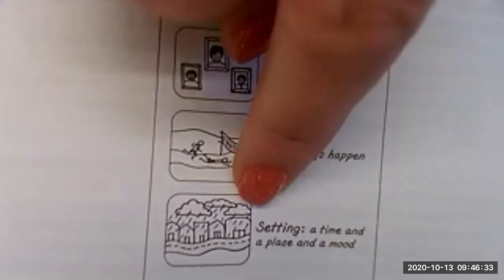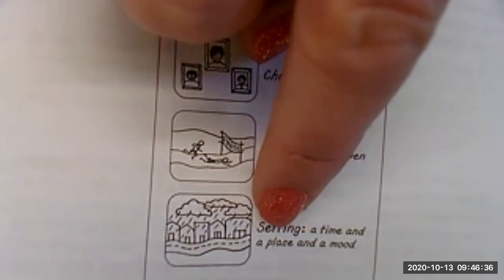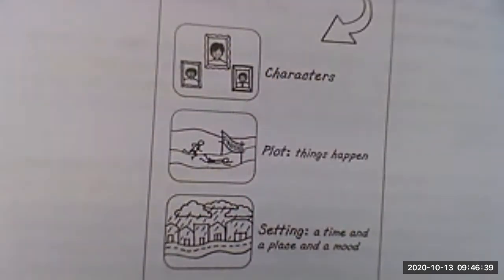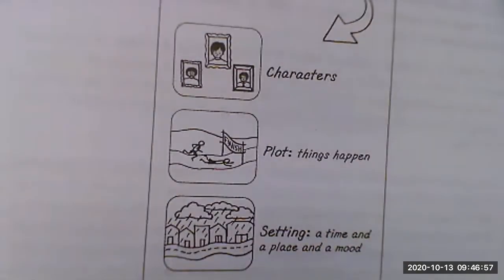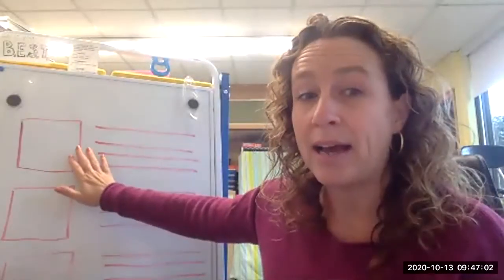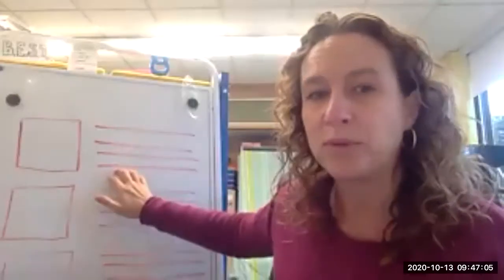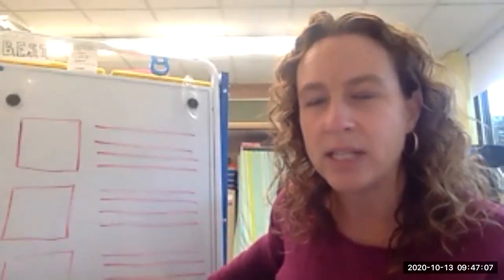And remember, a setting can be the time of day, it could be the place, it could be what it looks like outside. You want to describe it so that the reader can really put themselves in that position. They can put themselves in that place and imagine it. They make that movie in their mind so that they're part of the story. So you're going to take your sketches, and after you have written maybe a brief sentence on each of these lines, you are going to start to put your story together.